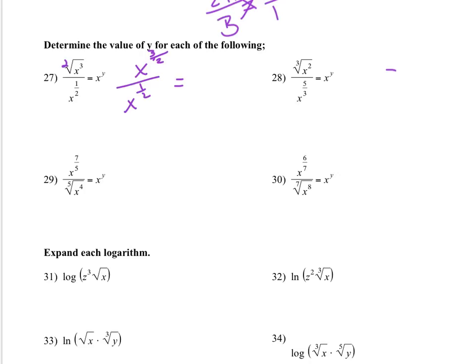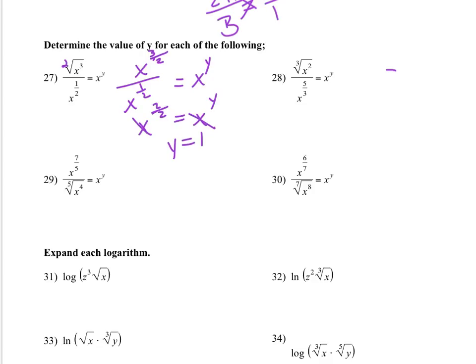And then since we're dividing, we subtract our exponents. So when I subtract my exponents, I get x to the 2 over 2, which is just 1. So y equals 1. The bases are the same, they drop out, so y is 1.